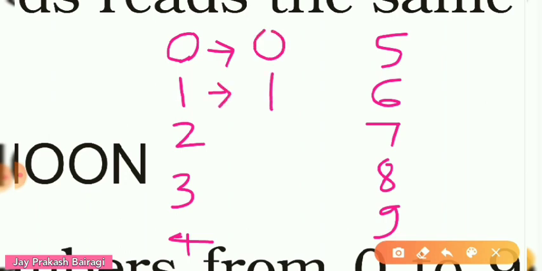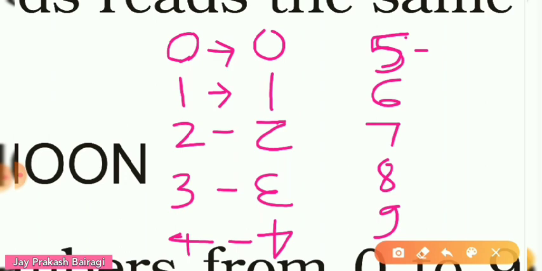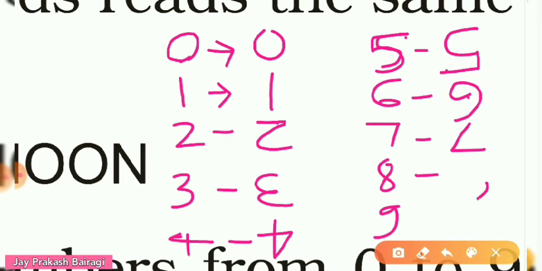Then second we have 1. Yes, it is the opposite. Then 2 will look like this. Then 3 like this. Then 4 will look like this. Then we have 5. How will it look? It will look like this. Then 6 will look just like 9. 7, 8. 8 will look the same. You can see here. Wait a minute, let me make its half turn. Then 9, it will look like this.